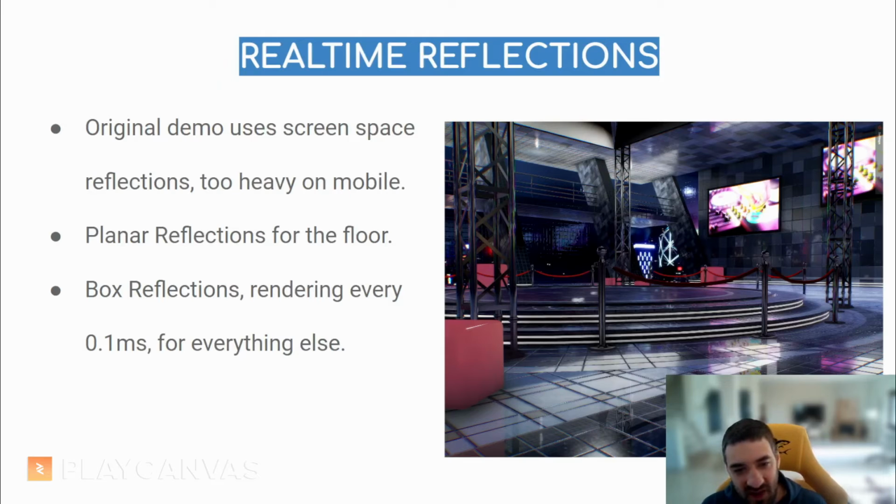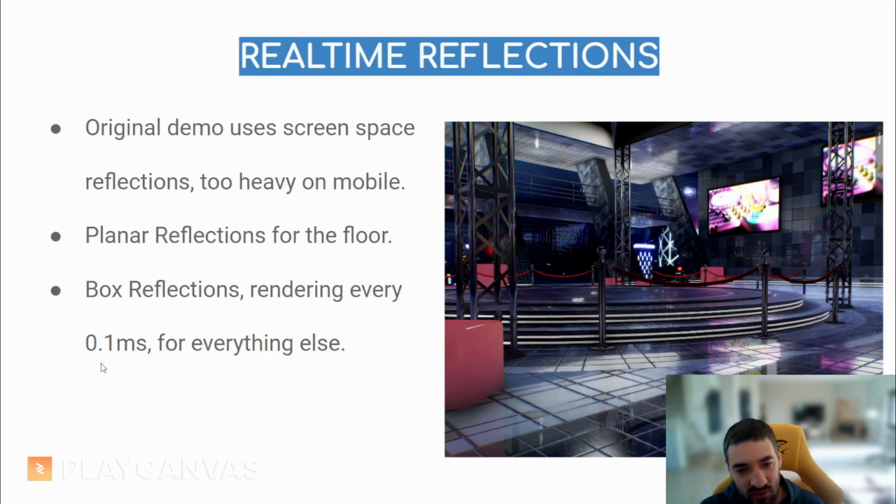Instead, we used planar reflections for the floor. In the Uranus Tools SDK, we have a very easy to use script that can enable planar reflections on any surface. And we also use box reflections for rendering other types of similar reflections on other types of surfaces, like vertical surfaces or the ceiling.